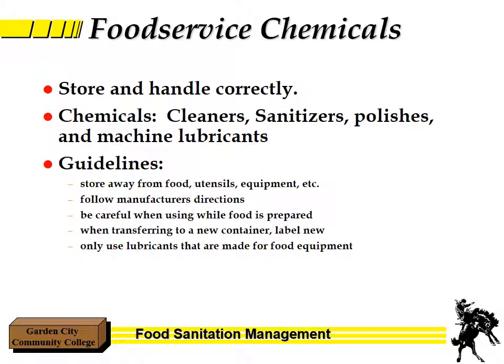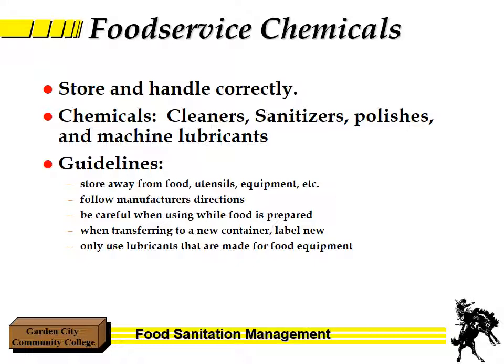Another thing that could be problematic is just food service chemicals. There's a wide range of things that can be used. The biggest thing is storing and handling them correctly according to the local health departments, of course, and the manufacturer's directions, how they're to be applied, how they're to be diluted. Those types of things have to be stored at room temperature, in a dry storage place. Any type of chemical, cleaner, sanitizer, polish, machine lubricant, and if you get into large operations, certain types of edible oils and greases. The biggest thing you can see in the guidelines is that they should not be stored around food, utensils, or equipment. They should have their own storage place.